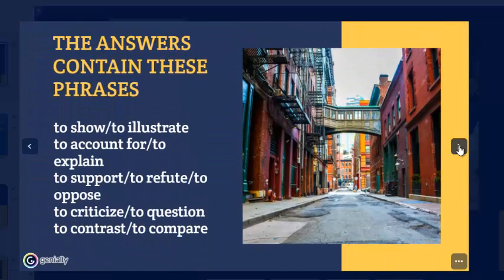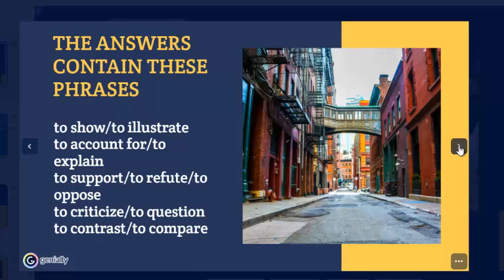So here we have what these answers have to contain whenever you use these phrases in English. Well, you have to say that to show or to illustrate or to account for or to explain something. These are the phrases that you are going to use in your answers.